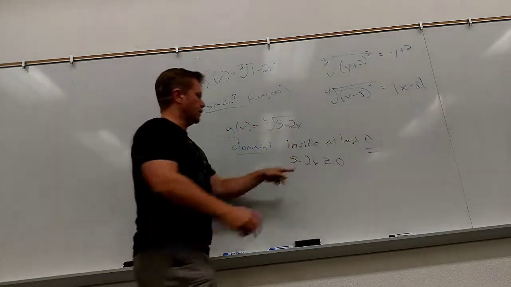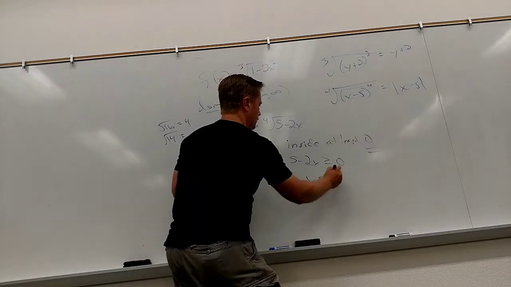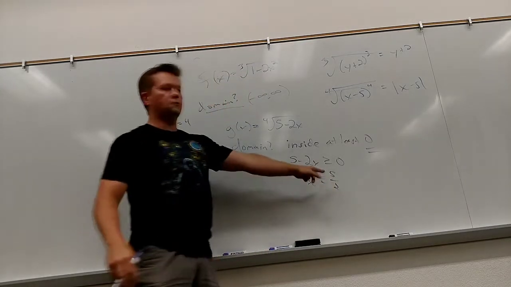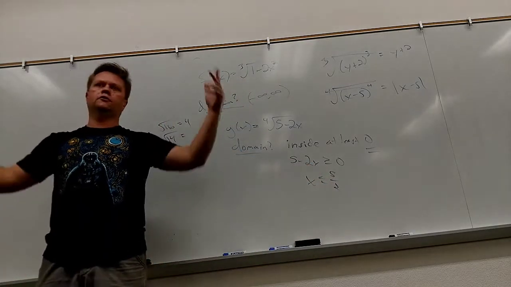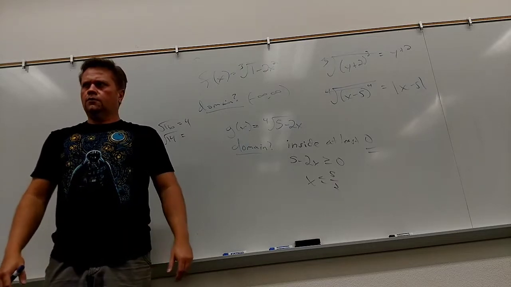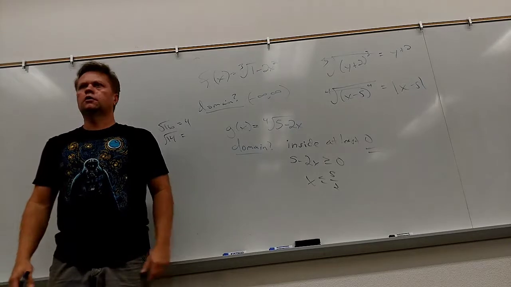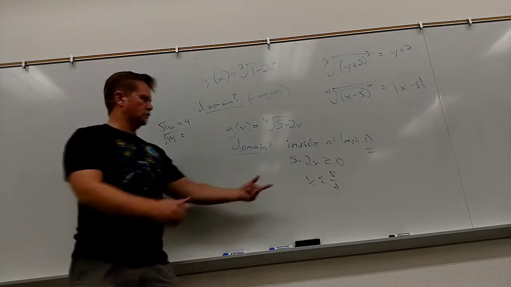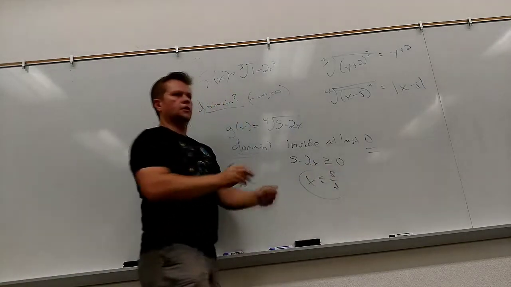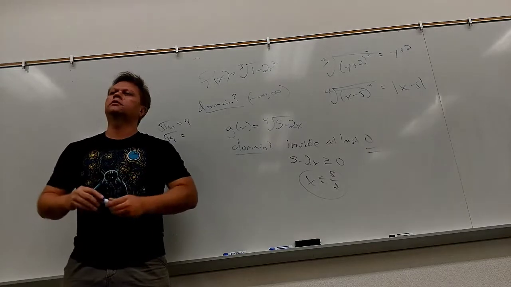So I would add 2x and divide by 2. I get x less than or equal to 5 halves. So there are a few positive ones, but mostly it's all the negative ones that work. I say a few positives, there's actually an infinite number of them, but this would be the domain right there. Bam!